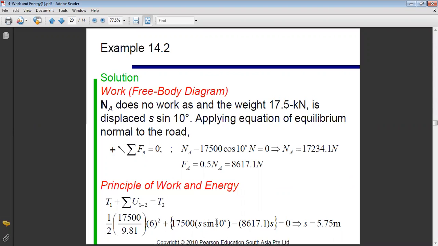Try to solve this problem using the previous chapter as practice. So now I will open a new session to continue, okay?